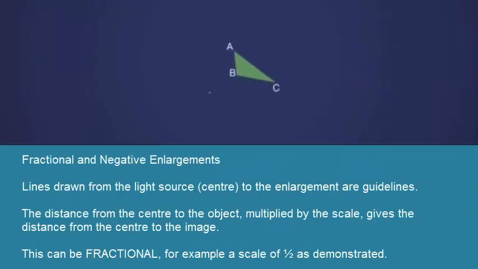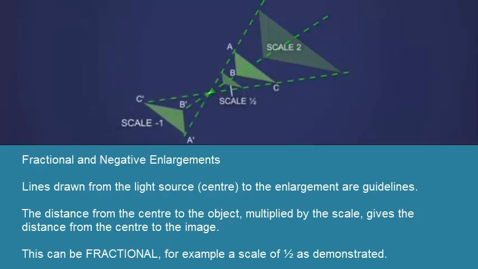Fractional and negative enlargements. Lines drawn from the light source center to the enlargement are guidelines. The distance from the center to the object multiplied by the scale gives the distance from the center to the image. This can be fractional, for example, a scale of half as demonstrated. It can also be negative, for example, a scale of -1 as demonstrated.